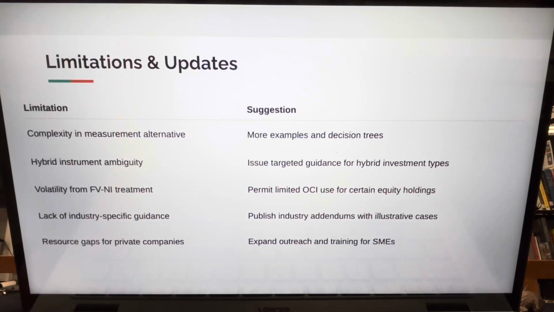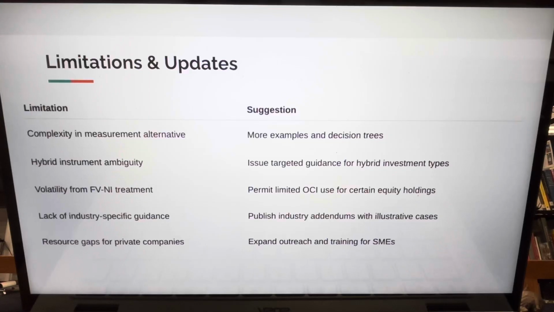The last slide we're going to look at is limitations and updates. The first limitation we see is that even after clarifications, applying the measurement alternative requires subjective judgment about observable price changes. The suggestion we have is to provide more examples and decision trees to help businesses understand these things better.